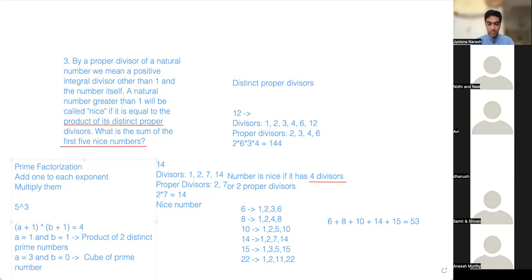Does that make sense? Sorry, can you say that again?